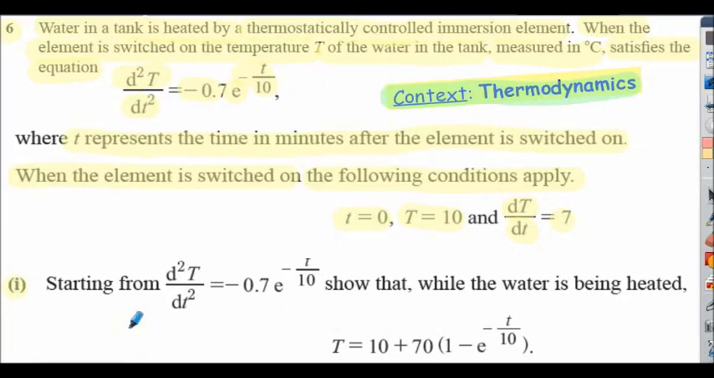So part 1, starting from d2T by dt squared equal to our expression on the right hand side, we've got to show that while the water is being heated, the temperature is equal to 10 plus 70 multiplied by, in the bracket, 1 minus e raised to the power of negative t divided by 10. This is obviously an integration process, a double integration process, to solve the differential equation d2T by dt squared to end up with the equation of T equal to our expression. I'd encourage you to start the presentation and attempt this question. I'll show you the full worked solution on the following slides.